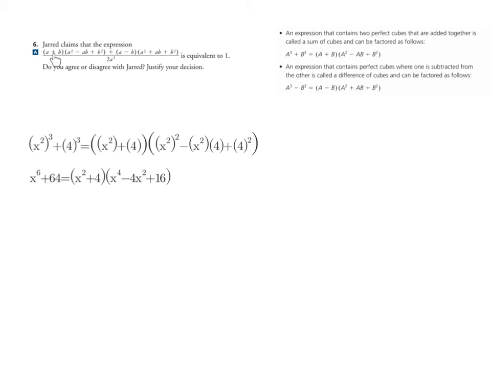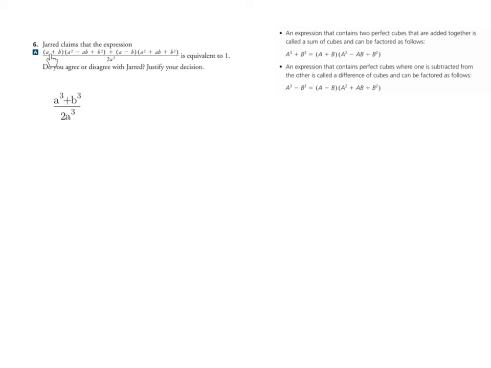This is just a sum of cubes, so a cubed plus b cubed, and this is a difference, so a cubed minus b cubed. It looks like the b cubed and the b cubed will cancel out, and so you get 2a cubed. 2a cubed over 2a cubed normally would equal 1. I don't exactly agree. What if a is 0? That's the one situation where that won't equal 1. So as long as a doesn't equal 0, I would agree that this is equal to 1.